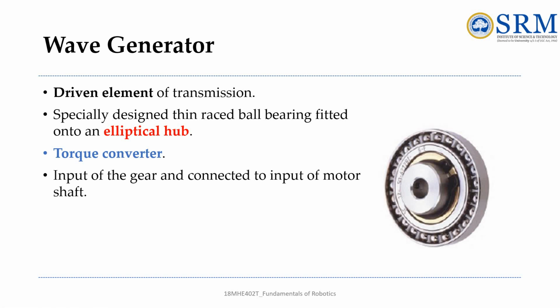The first one is the wave generator. The elliptical movement is the wave generator. This is the driven element in a transmission system. It's a specialized slim ball bearing placed on an elliptical hub. This element acts as a torque converter, and it is connected to the gear input, which in turn links to the motor shaft.